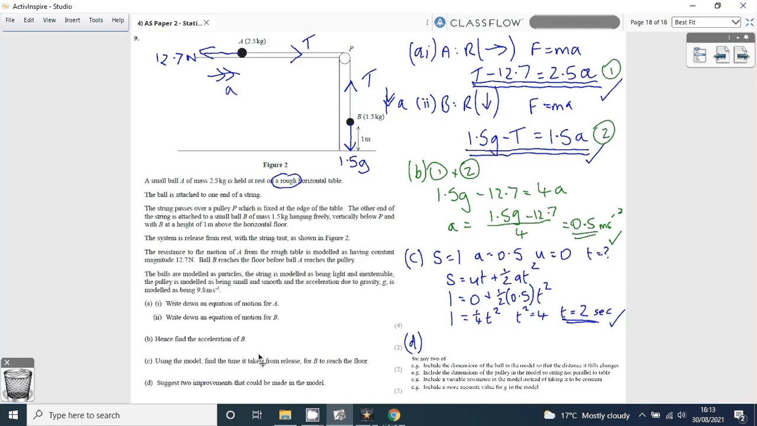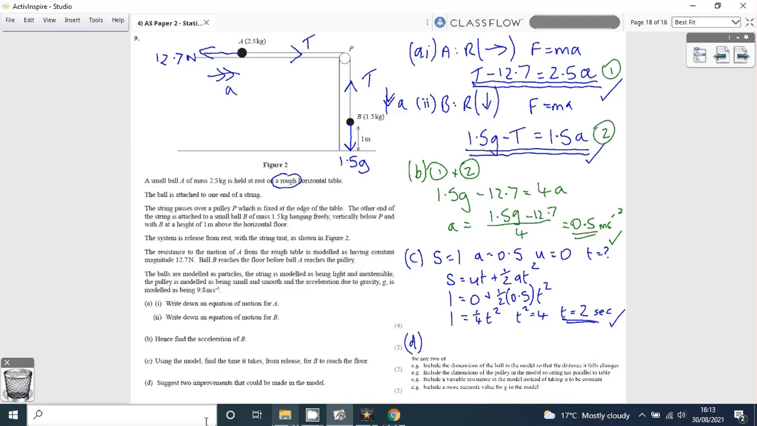Now for part C, we're going to use Suvat. So the distance we're traveling is 1 meter. Our acceleration from part B is 0.5. Our initial speed, where we were going from rest, so U equals 0, and we need to work out what T is. So using S equals UT plus half AT squared, we can solve to find that T is 2.